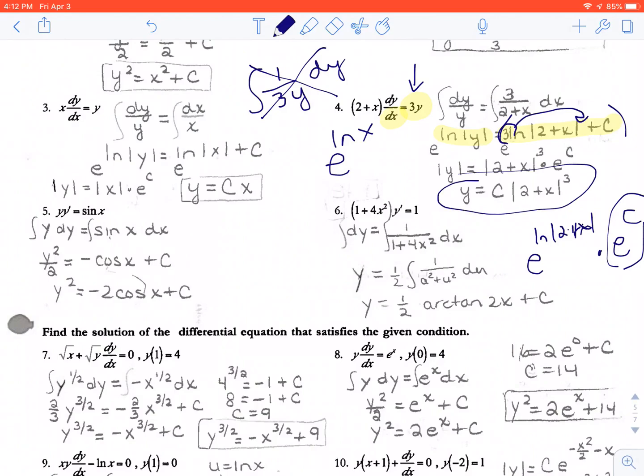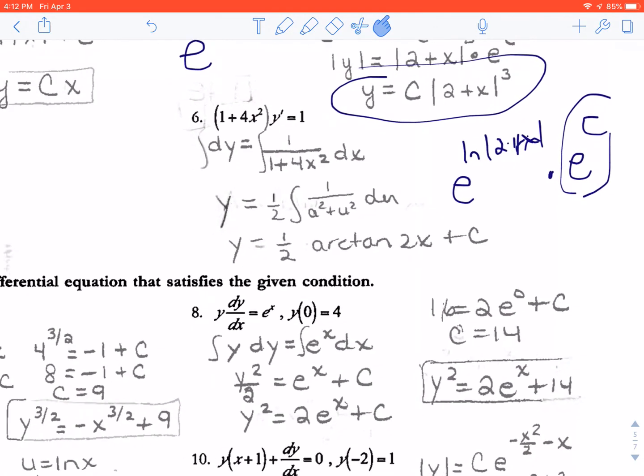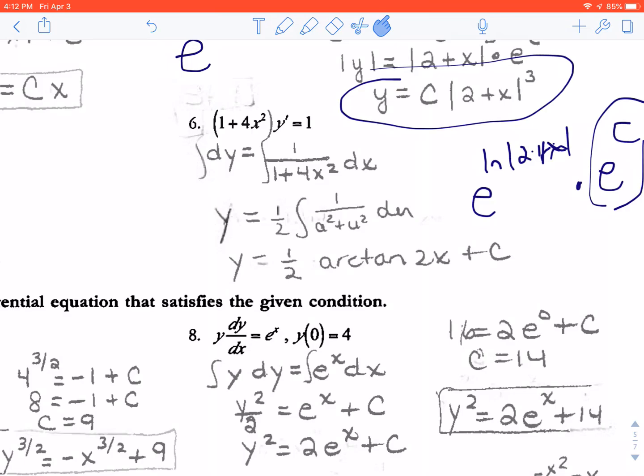Number 6, we want to change the y prime to dy/dx, and then put the dx on the other side, so multiply by dx, but then divide by the quantity 1 plus 4x squared. We can't like subtract a 1, or it's just not going to work because that whole quantity is multiplied by dy/dx. So we've got to get rid of the entire quantity.